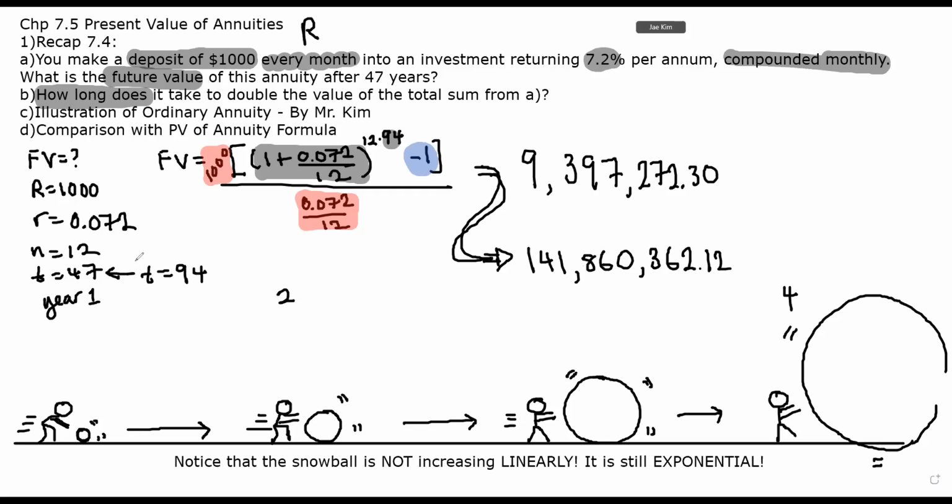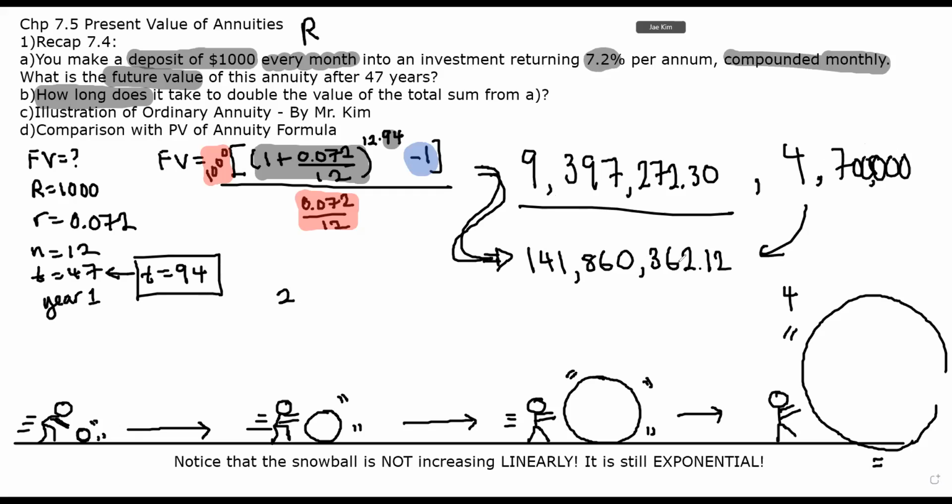But take a look at what happens if I double the time. Do I get double the value? No. Remember, the original value was approximately 4,700,000. This is not double. This is in fact more than 30 times the amount. You double the time, you multiplied your value by 30 times. So clearly, times 2 versus times 30, it is not equal.